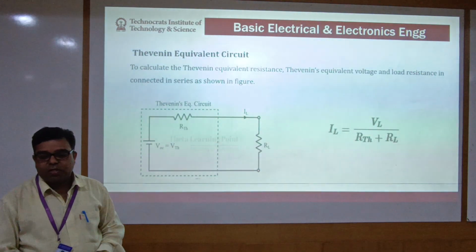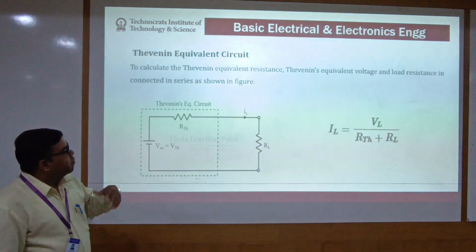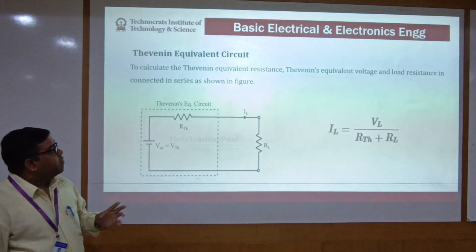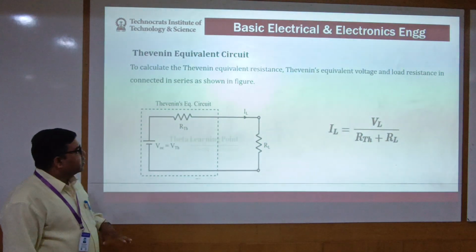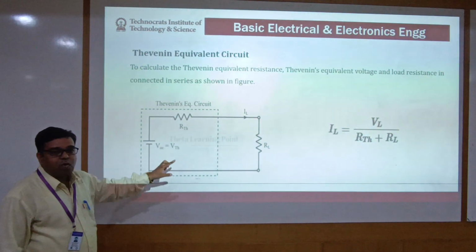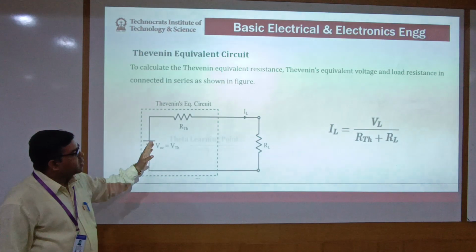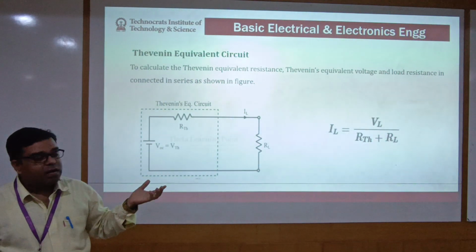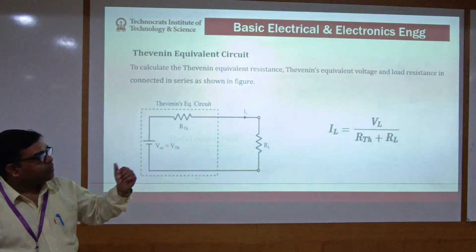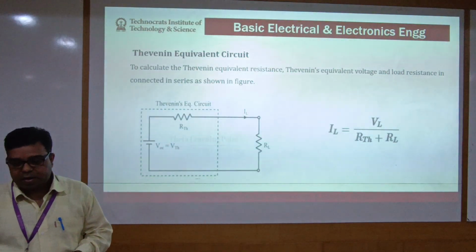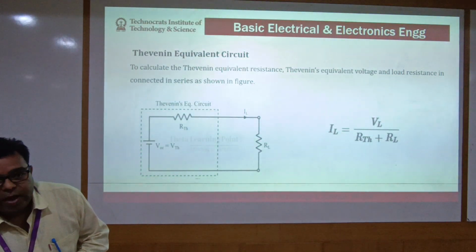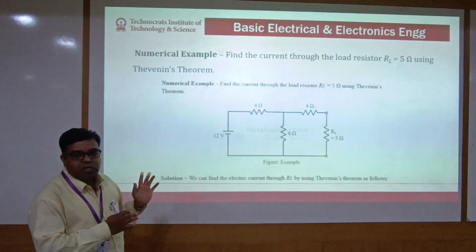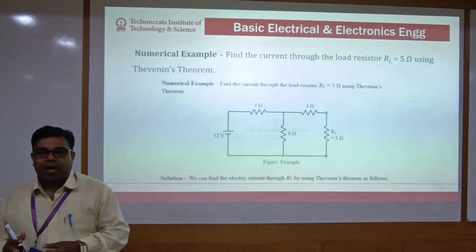Now come to the Thevenin's equivalent circuit. In the previous two steps we already calculated the Thevenin's voltage and Thevenin's resistance, and finally we will draw the Thevenin's equivalent circuit. This is the complete series combination of VTH, RTH and RL. Again this is a series circuit, so the load current I can be calculated as VTH by RTH plus RL. This will be the final current which will flow in the circuit. So these are all the steps of Thevenin's theorem.